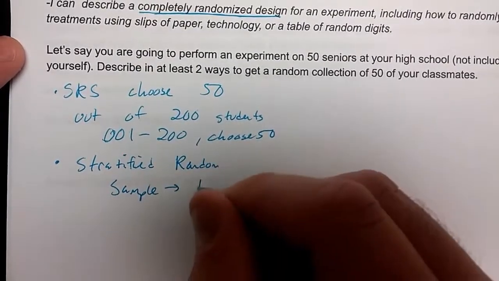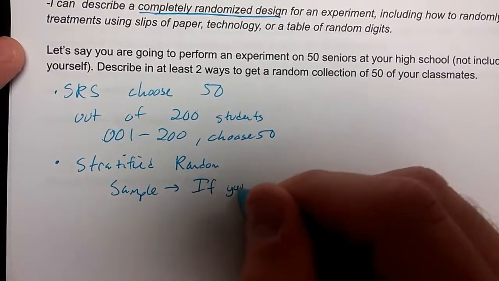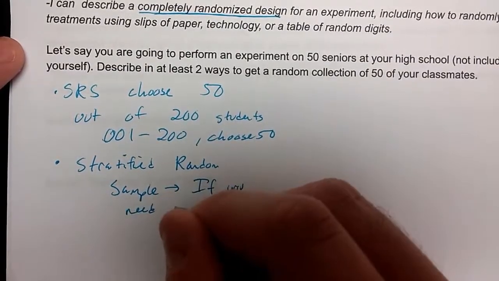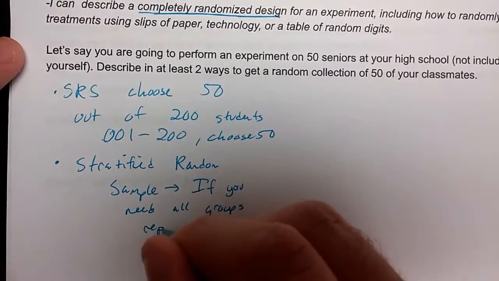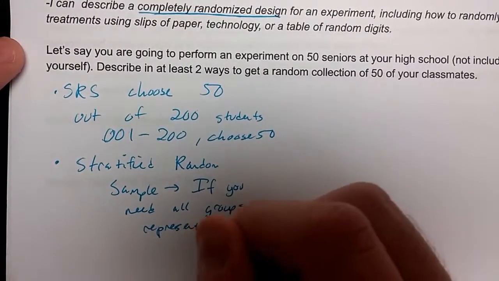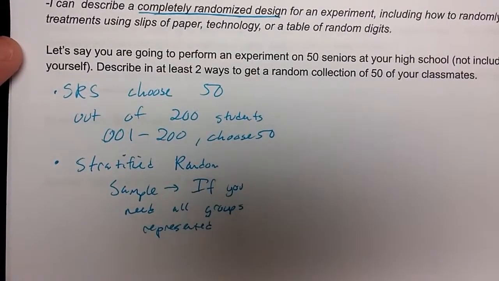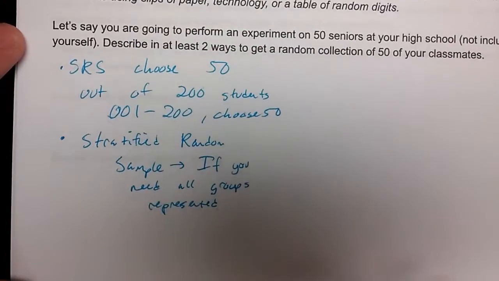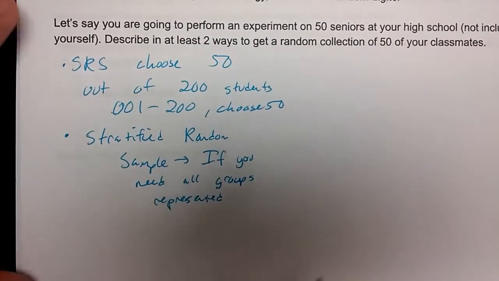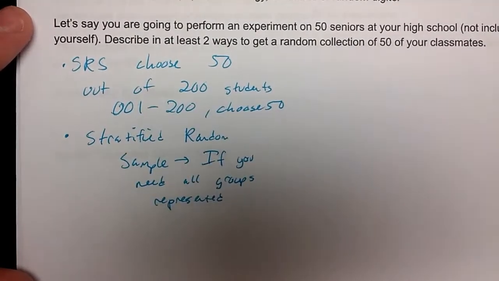This is if you absolutely need all groups represented. And if you have the time to do so, because as we talked about before, stratified random samples take a little bit longer because you're doing multiple simple random samples. So you're repeating this process more than once.